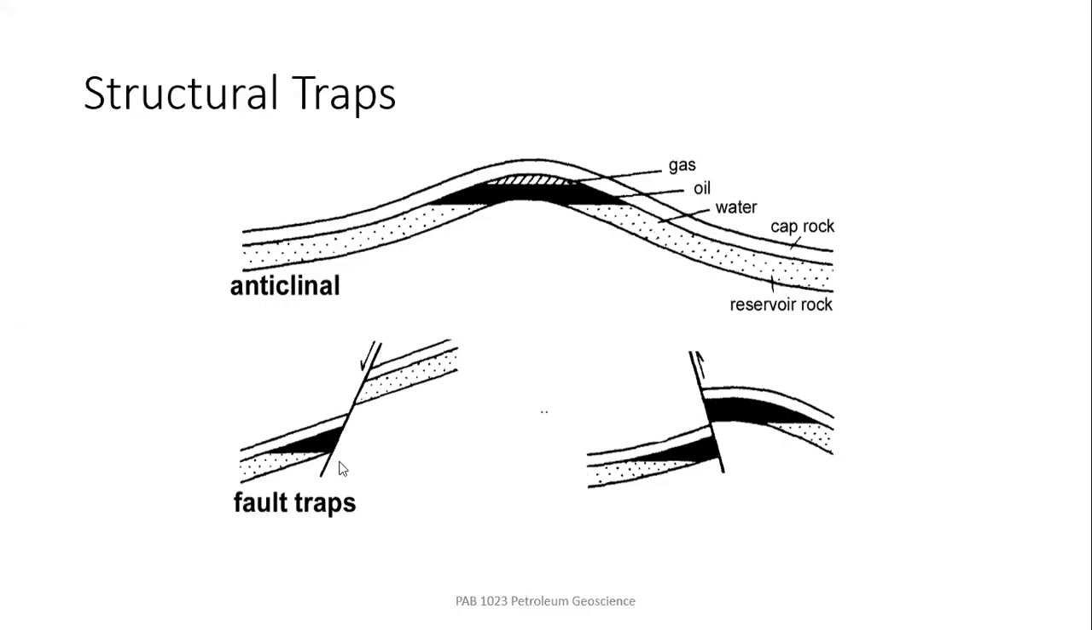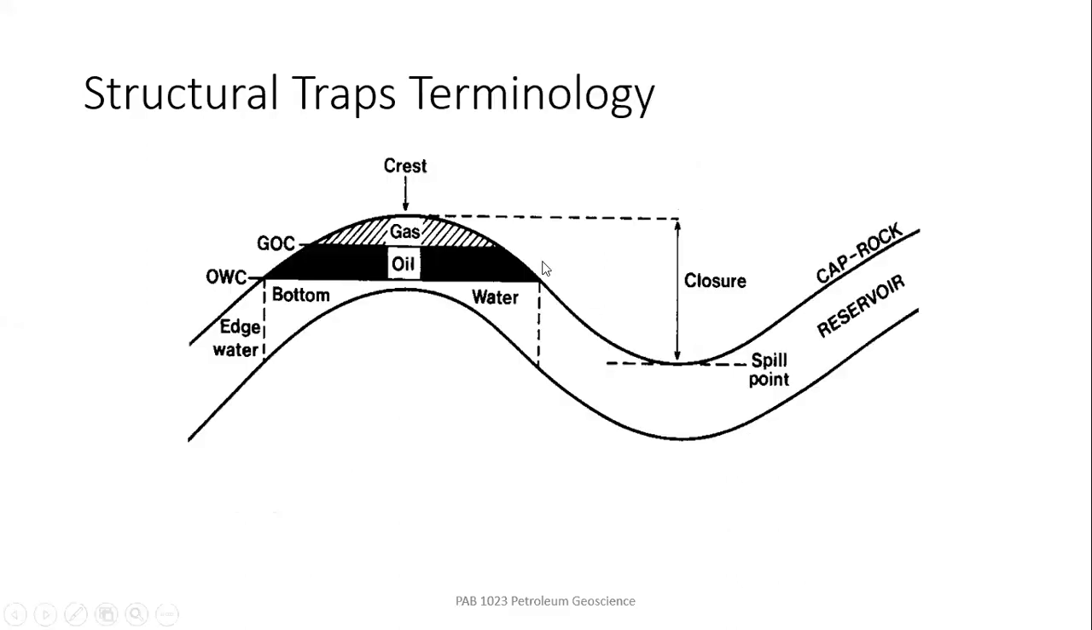The same thing you see here, the fault traps. We call the fault here, this one. So these are the structural traps, we call them. Then we have, look at this one. It's a very beautiful picture. You will see this picture in all oil industry, all petroleum engineering courses, a similar kind of picture. So there are two terms here, GOC and OWC. Can anyone tell me what those are?